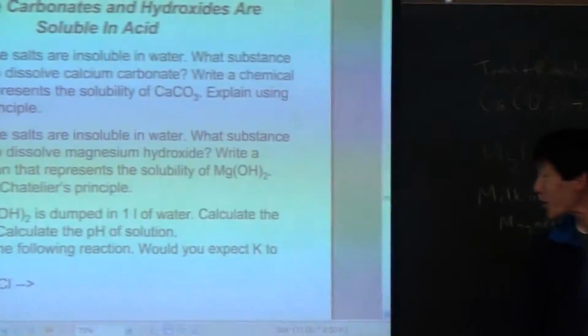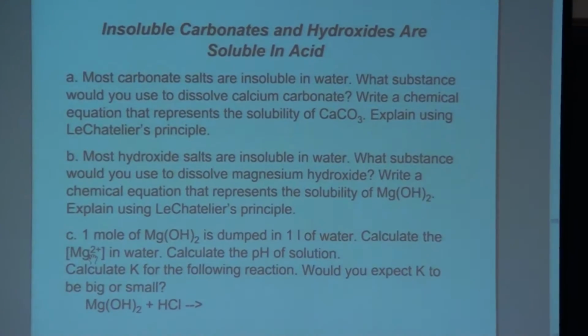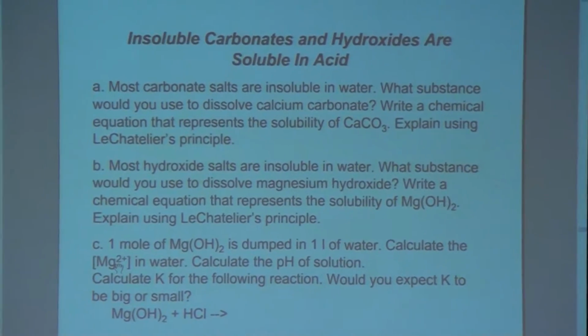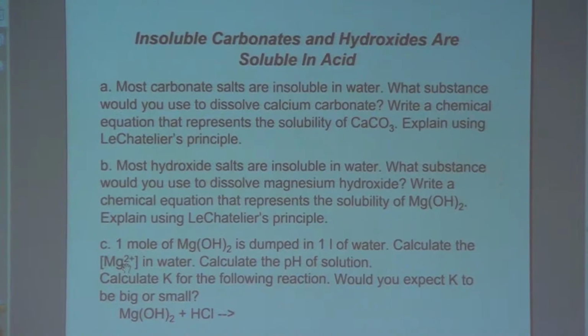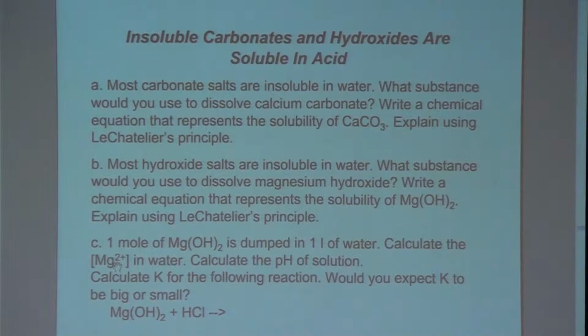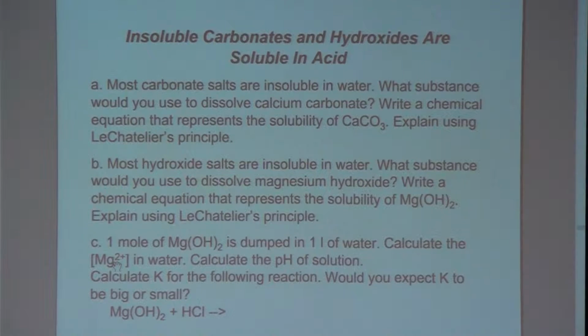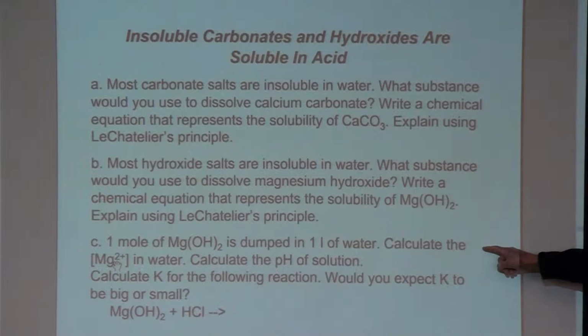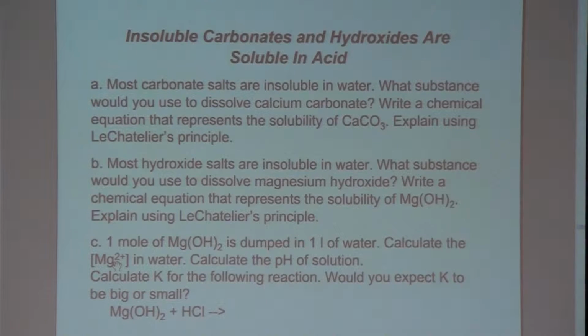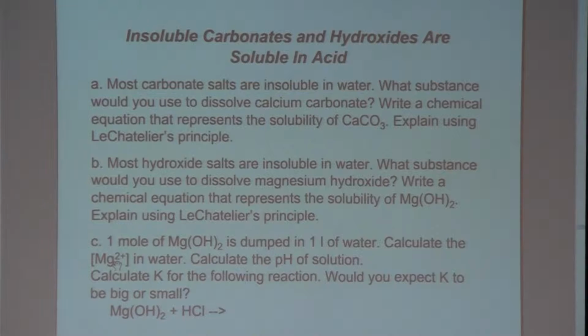Okay, let's go on to part C. 1 mole of magnesium hydroxide is dumped in 1 liter of water. Calculate the magnesium ion concentration in water, then calculate the pH of the solution. Then after that, we'll calculate the equilibrium constant for the following reaction. Okay, so how would you start part C? Okay, so 1 mole of magnesium hydroxide is dumped in 1 liter of water. Calculate the magnesium ion concentration in the water.